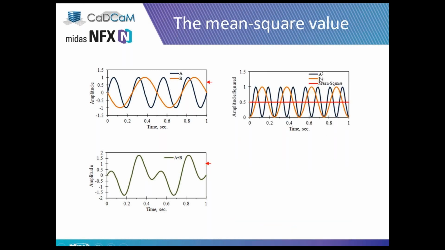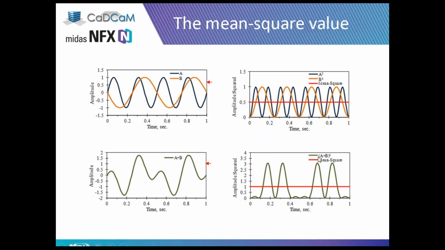Here we have A square and B square, which have the same amplitude, but another frequency and the same phase, and we combine them and get a root mean square of 0.5. And here we combine A plus B, squared, and get a mean square of 1.